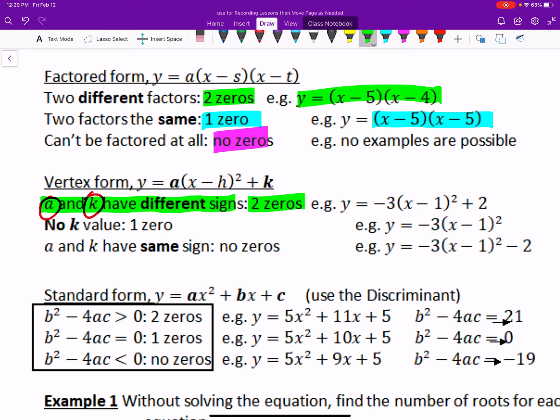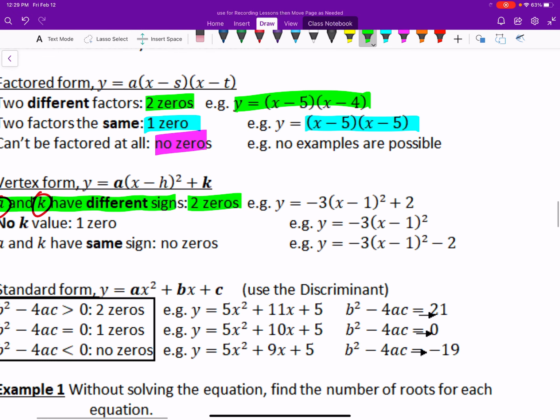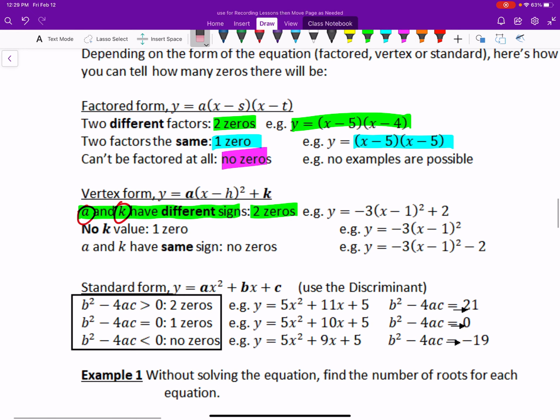If there's no k in the equation, like in this one, there's no plus or minus anything on the end of this, we assume it's a 0. That means it's sitting right on the x-axis. And if the vertex is sitting right on the x-axis, then there's going to be 1 zero. So think of that if there's no k value. Different signs there for a and k.